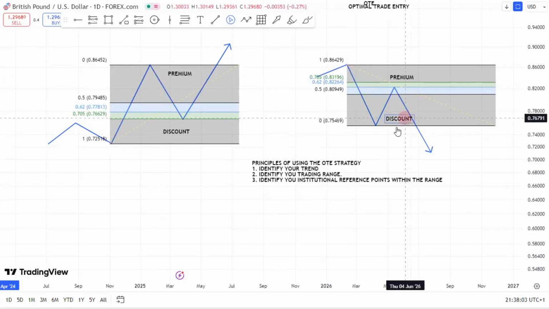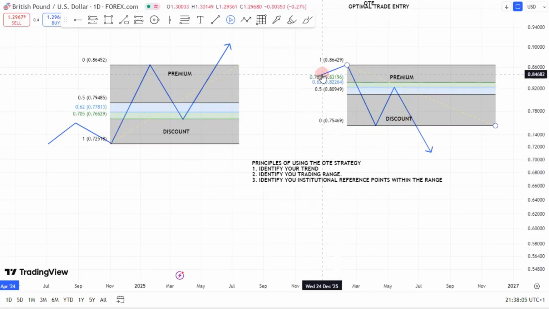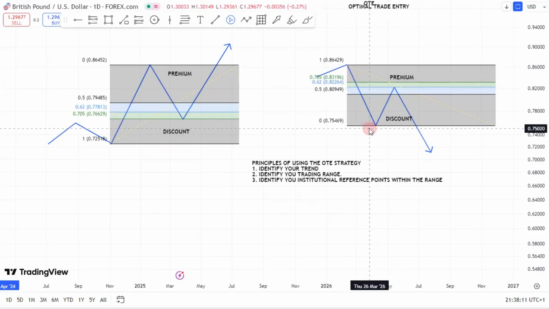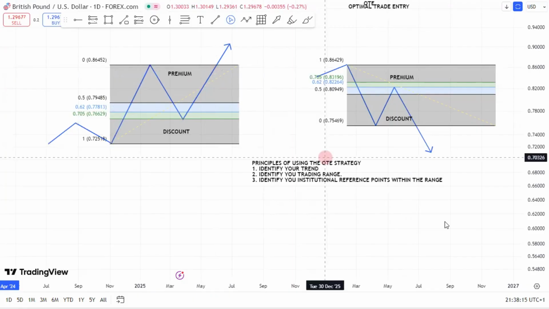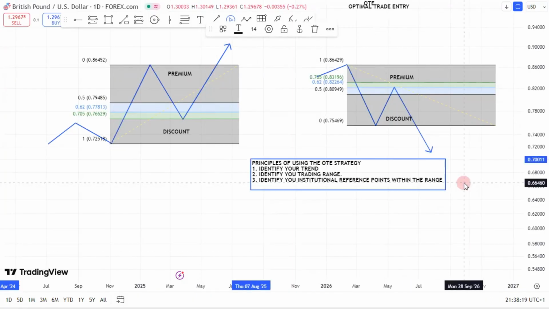In a bearish scenario, where the market is forming lower highs and lower lows, you want to identify your trading range, which is this high here to this low. And then you could just draw your fib and leave it. And also the time frame, this is very important.